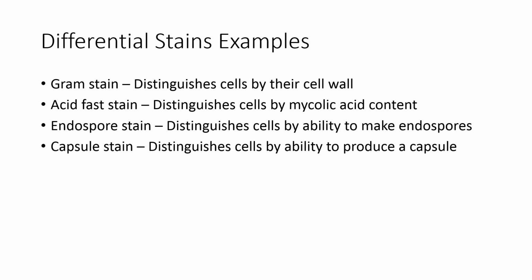So here are some examples of differential stains. The Gram stain is a differential stain. It distinguishes cells based upon differences in their cell wall structure. The acid-fast stain is a differential stain because it distinguishes between cells that have mycolic acid and cells that don't have mycolic acid. The endospore stain, which we won't really cover in this class, distinguishes cells based upon their ability to make endospores or not make endospores. And then the capsule stain distinguishes cells based upon their ability to make a thick, well-ordered capsule.